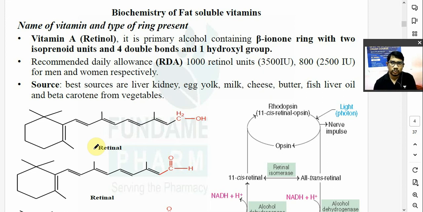Now what is the source of vitamin A? The best sources of vitamin A are liver, kidney, egg yolk, milk, cheese, butter, fish liver oil, cod liver oil, and beta carotene from vegetables.